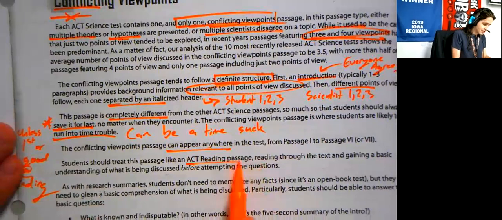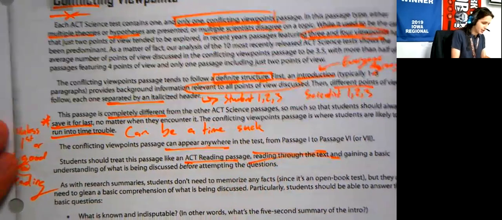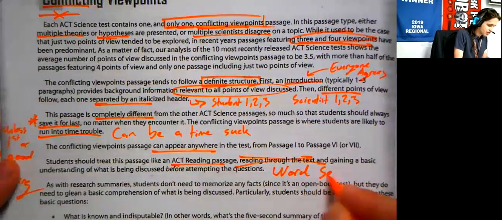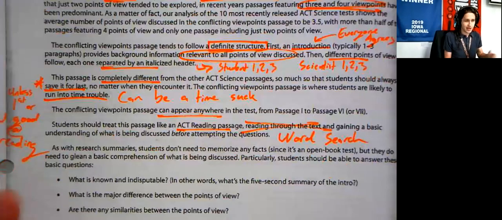Treat it like a reading passage. It talks about reading through the text. We're not going to read through the text. We're going to treat this dang thing like a word search. Quite frankly, we're going to treat it like a word search. You don't need to memorize facts.